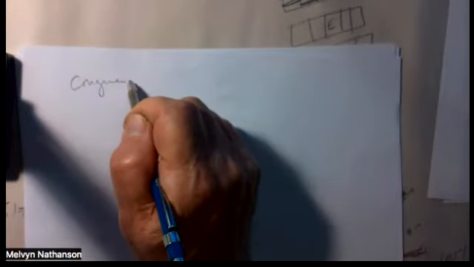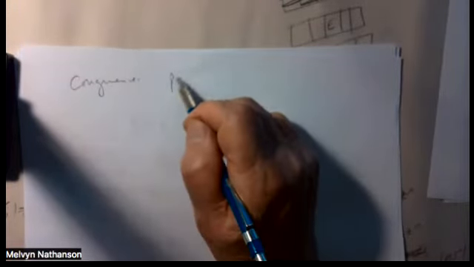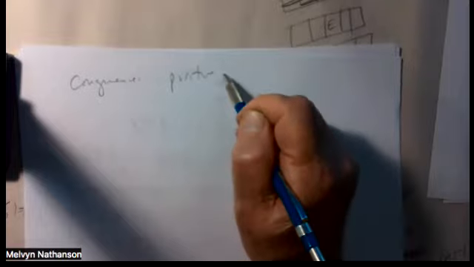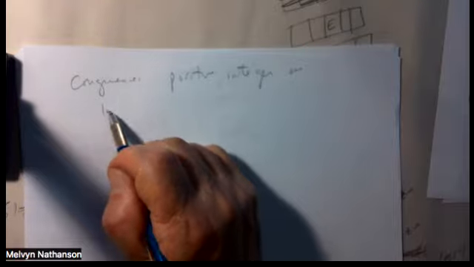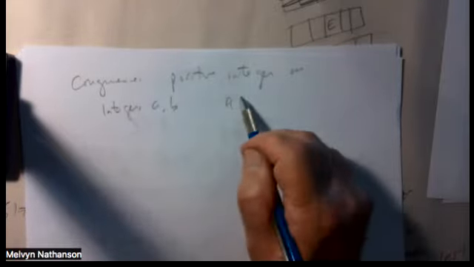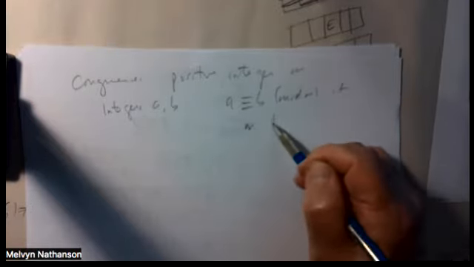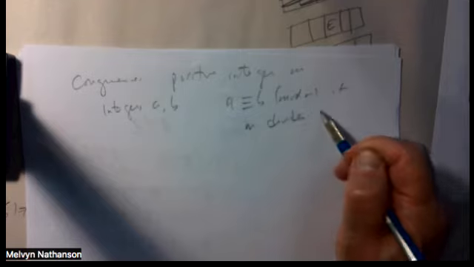Someone asked about congruences. So if you take a positive integer m and integers a and b, you say a is congruent to b mod m if m divides a minus b.